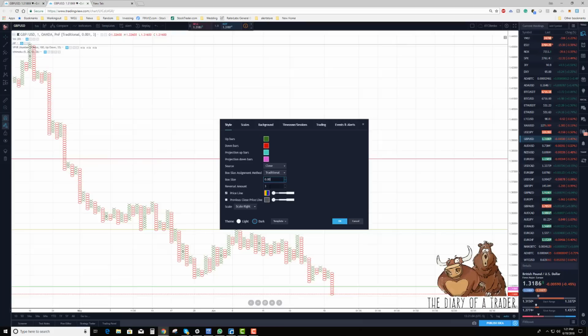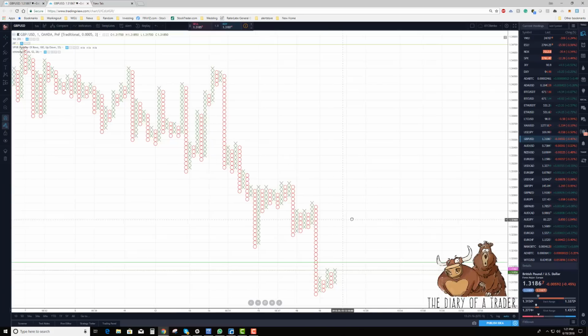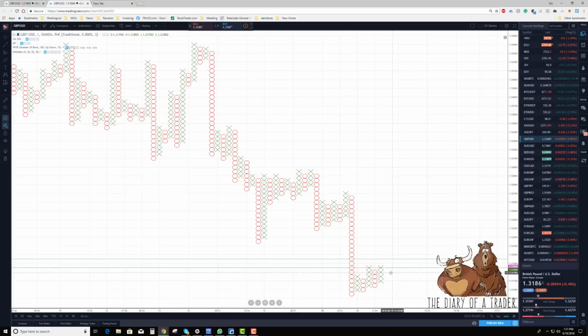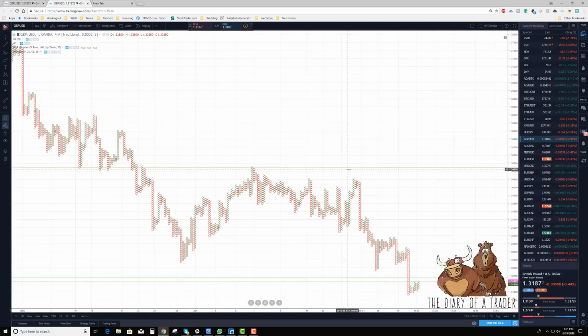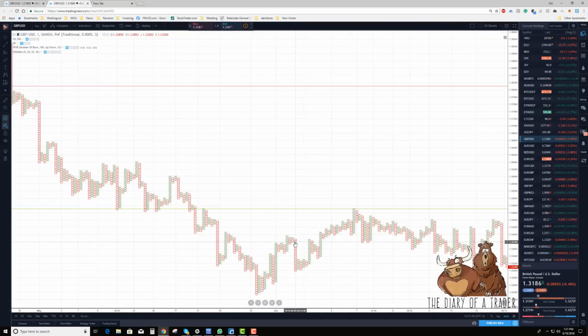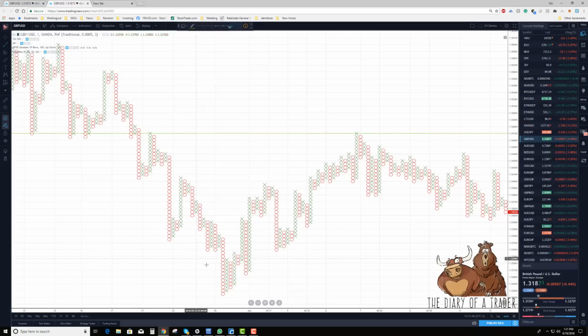So I like to use, and I'd recommend that you use, the static setting. I could go with the box size, so each X or O is going to represent 5 pips. And the reversal amount of 3 means that when there are 3 boxes, or 15 pips, of movement, that's going to reverse the direction and paint the X's or the O's. If we're looking at this pound dollar chart, it's actually a very clean chart, because we can really identify where a lot of our trend lines are going to go.